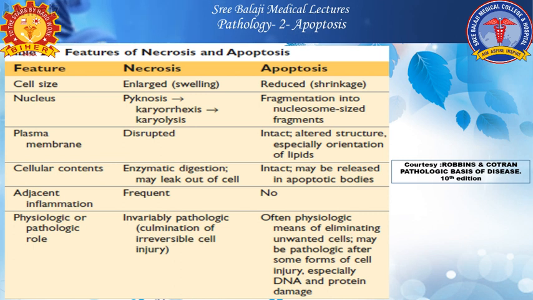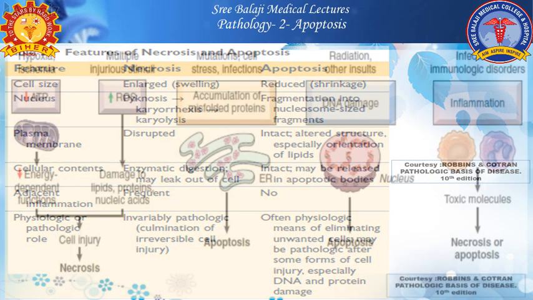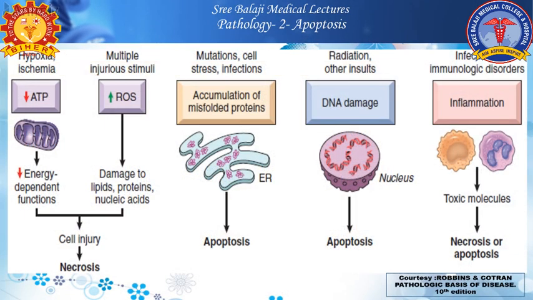So the main difference is no inflammation in apoptosis. So necrosis is only pathological. But apoptosis, you saw, could be physiologic, eliminating unwanted cells in the body, or it could be pathologic. Okay, this is again a recall. Necrosis, whatever I told you.